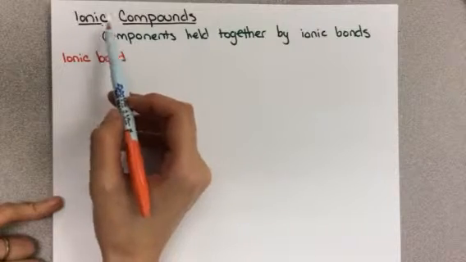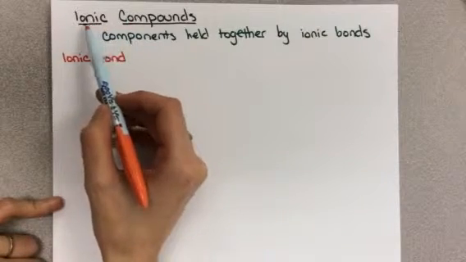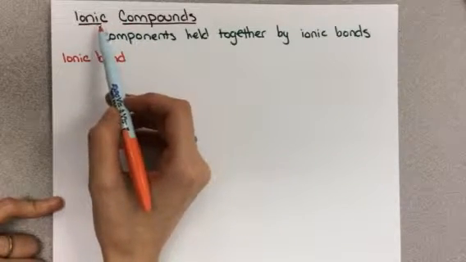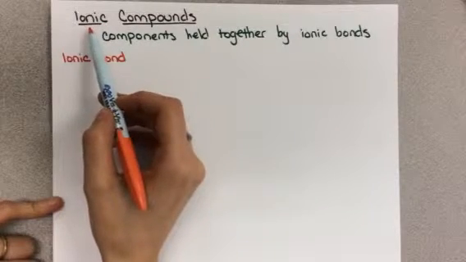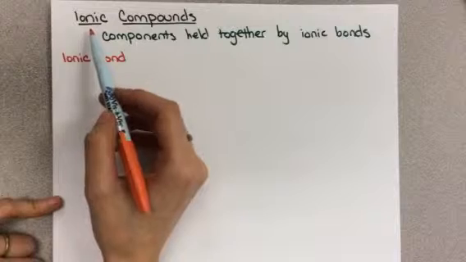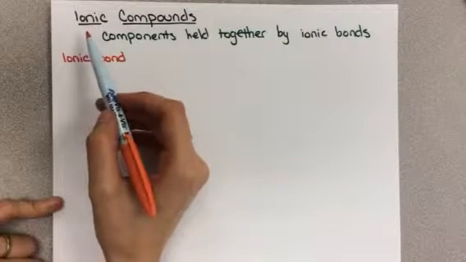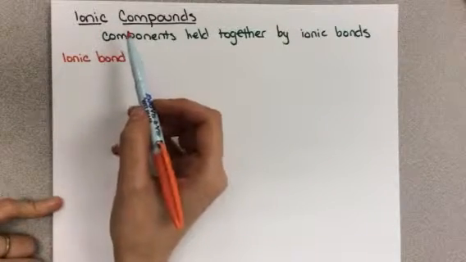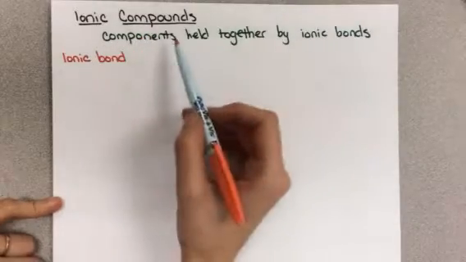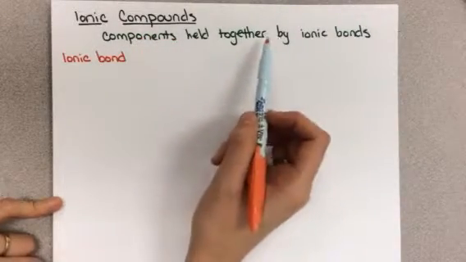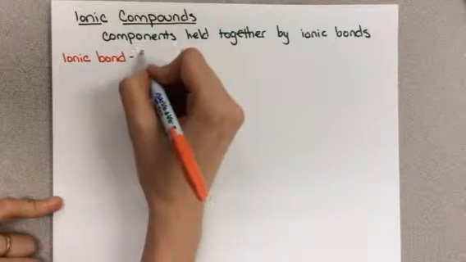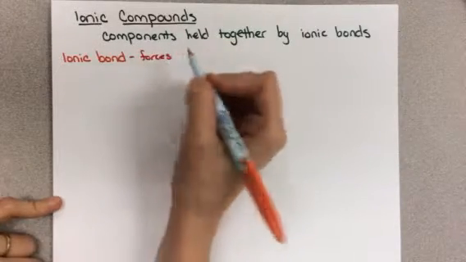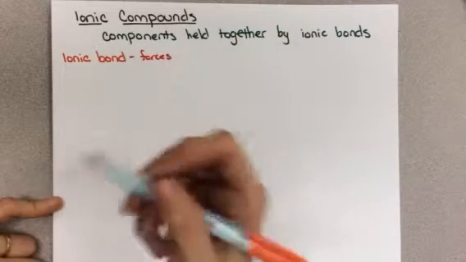That means that this is a compound with this kind of adjective. They are ionic. And anytime you see ionic, you should be thinking that something here is going to have a positive or a negative charge, because that's what ions are. Ionic compounds are molecules where the components are held together by ionic bonds. And ionic bonds are essentially forces that hold together oppositely charged particles.